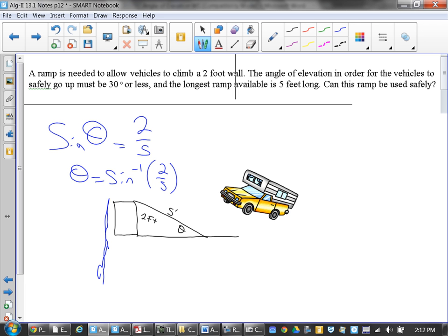Press the button that says mode on your calculator. And what do you get for your angle? 23.56 degrees. Now, does that mean we can safely go up this ramp? Yes. If you make the ramp even longer, you hit the button that says mode, you want to change it to degrees?